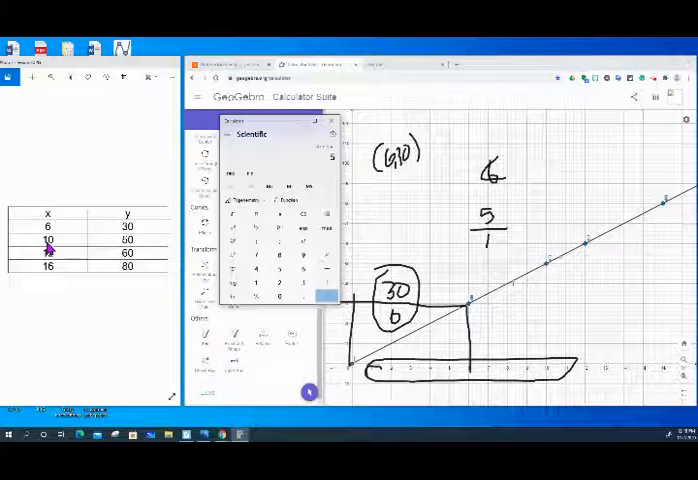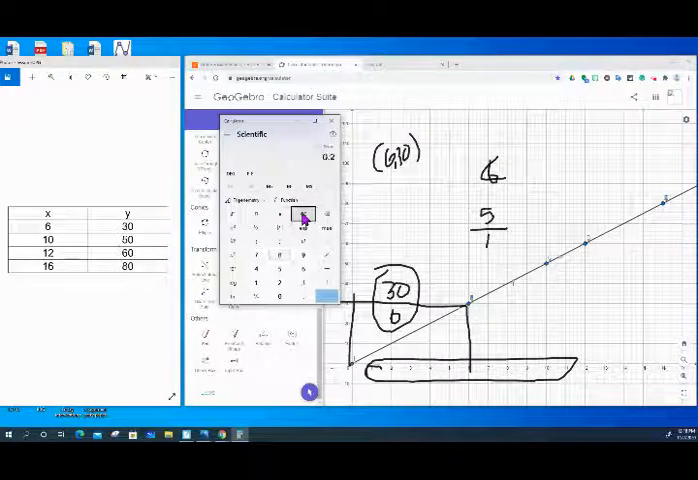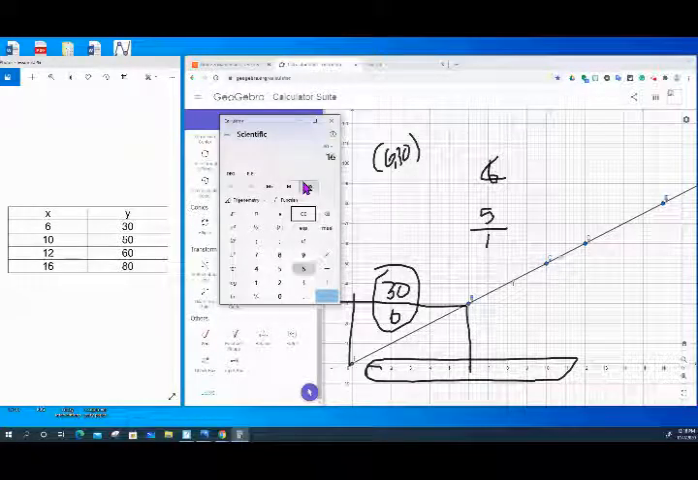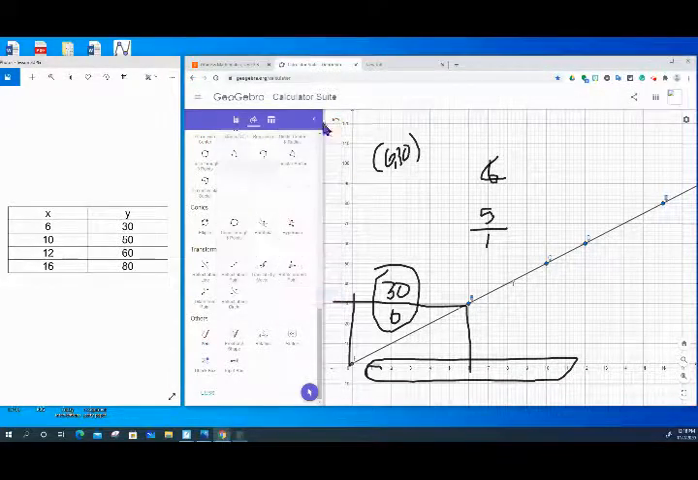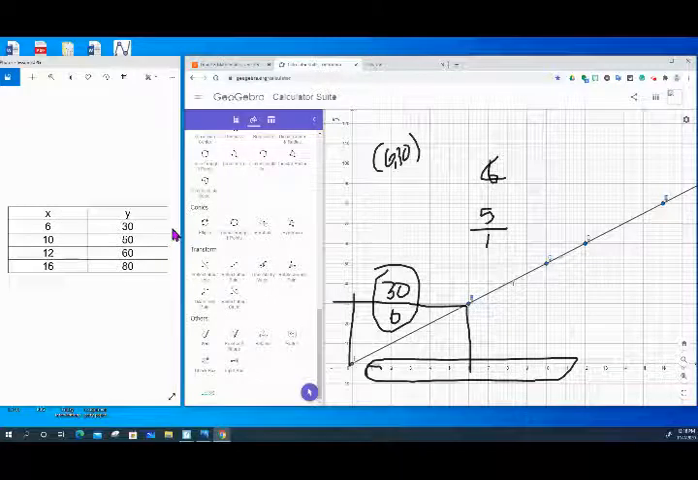Let's check these other ones to see if they're all the same, because we know when it's on a proportional line, every point should be exactly the same. So we have 50 divided by 10, that's 5. 60 divided by 12, that's 5. 80 divided by 16 is 5. So we know they're all 5. That's good. They all have the same rate of change.